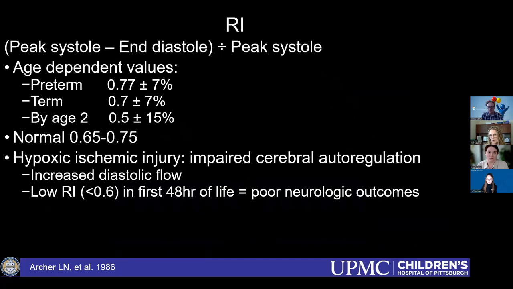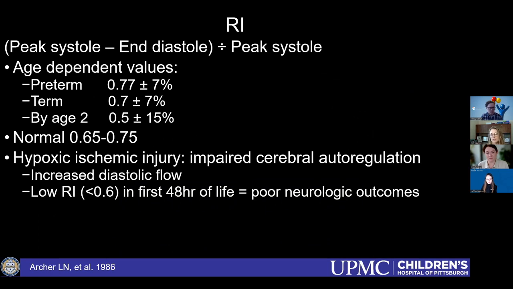Okay, so let's talk about RIs. A reminder of the formula of resistive index: peak systolic velocity minus end diastole, divided by peak systole. I think RIs are very challenging because a lot of things can impact the RI, including age, the day of life that you sample, and some of the therapies that they're doing.